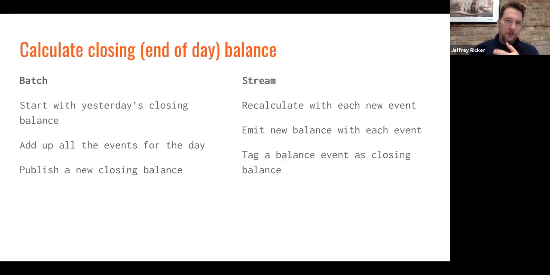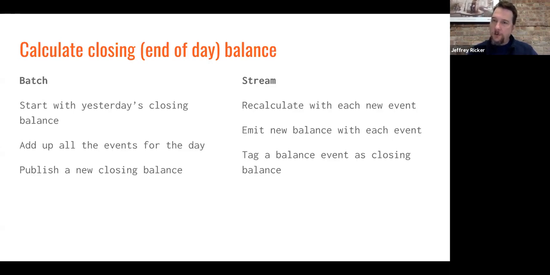So, for instance, as I touched on with the stock market, business as usual is that you're calculating the end of day balance, your closing balance for the day of trading. So you start with yesterday's closing balance, and then you add up all the events that occurred during the day from 9:30 to 4:30, from market open to market close. And then you publish your new closing balance. That was the typical way of thinking 40 years ago, or 30 years ago, or 20 years ago. But it doesn't apply now.